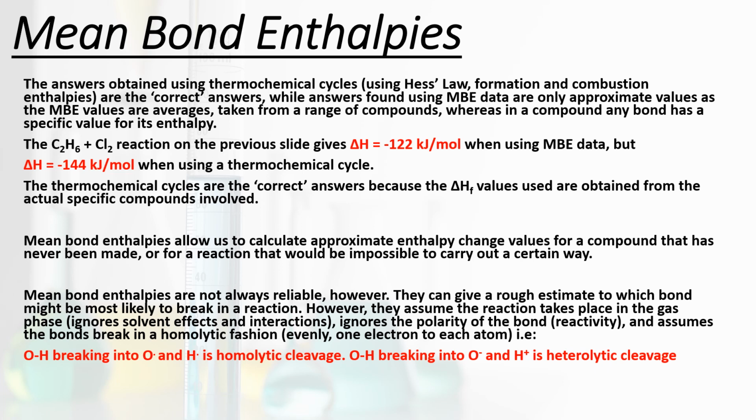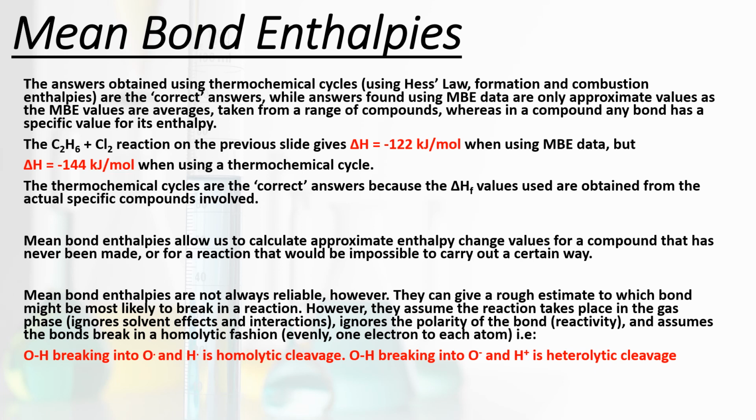Now, the answers that we obtain when we use thermochemical cycles to calculate enthalpy changes of reaction, that's using the Hess's cycles that we've talked about in the previous video, when we use formation and combustion enthalpy data, these are actually the correct answers. The answers that we get by using mean bond enthalpy data are only approximate values. Because as we said, the mean bond enthalpy values, it's literally in the name, they are averages, the mean of all of the compounds that that bond is in. It's taken from a range of compounds.